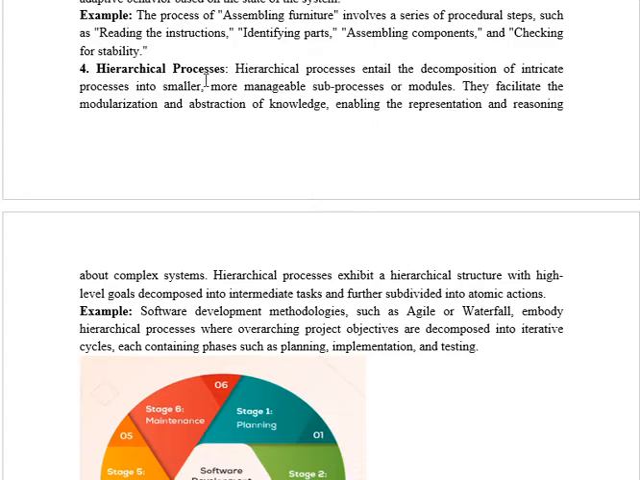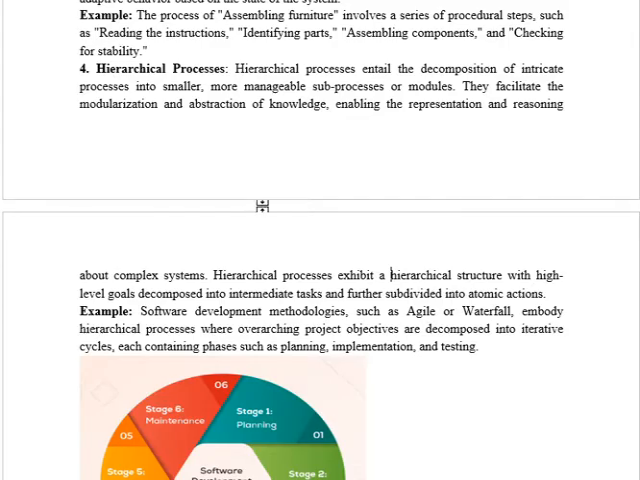Next, hierarchical process. What is a hierarchical process? We'll be having a hierarchical structure. It's a structured process where we have some levels, and these levels are decomposed into intermediate tasks, and these intermediate tasks are further subdivided into atoms, until we cannot subdivide any further. So hierarchical means we divide until we reach the atomic level, where we cannot divide that particular process further.